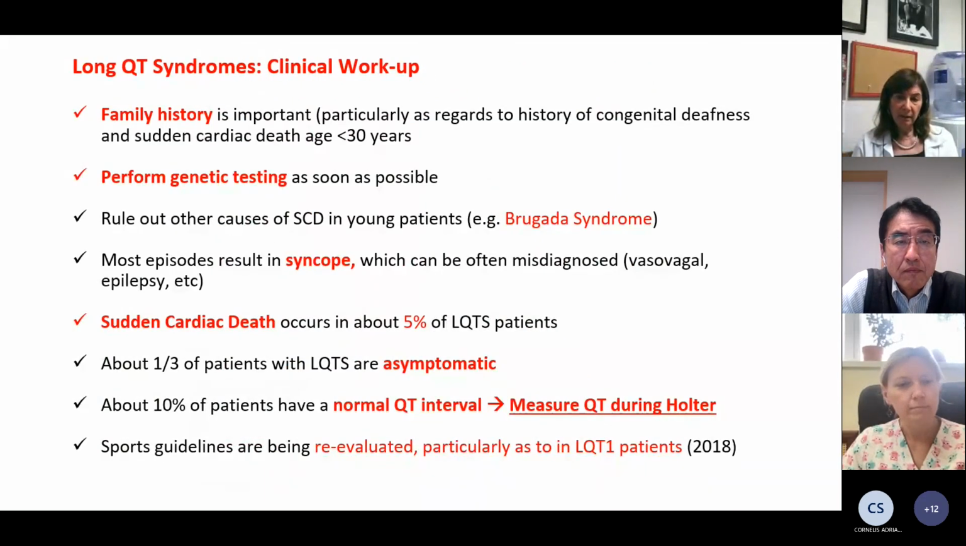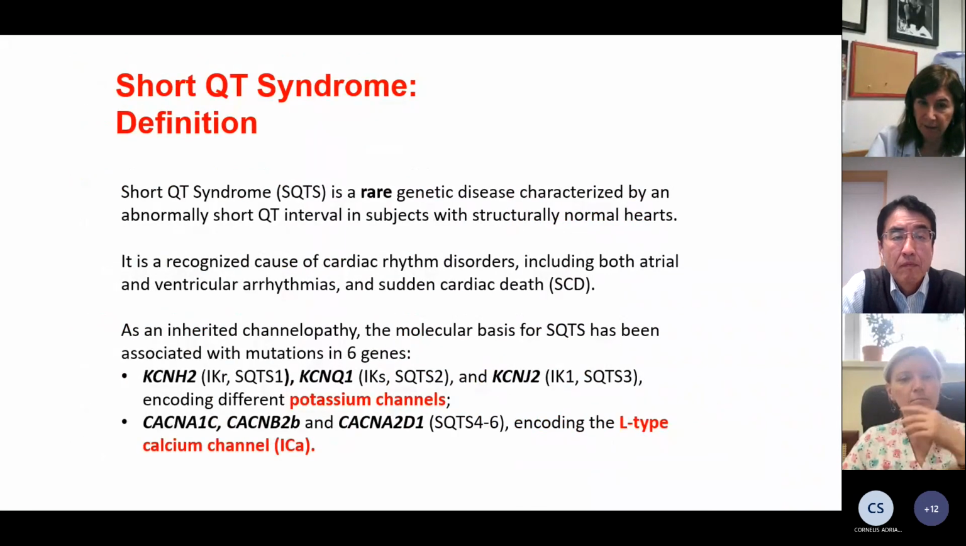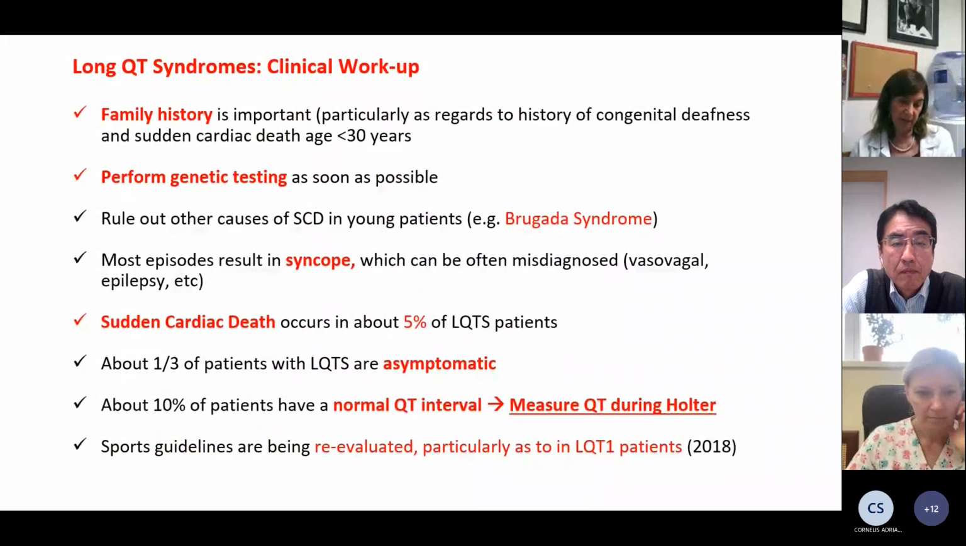And this is also important, the need to reevaluate patients in the course of their life, and to also consider the use of drugs as a possible trigger for events in these patients.